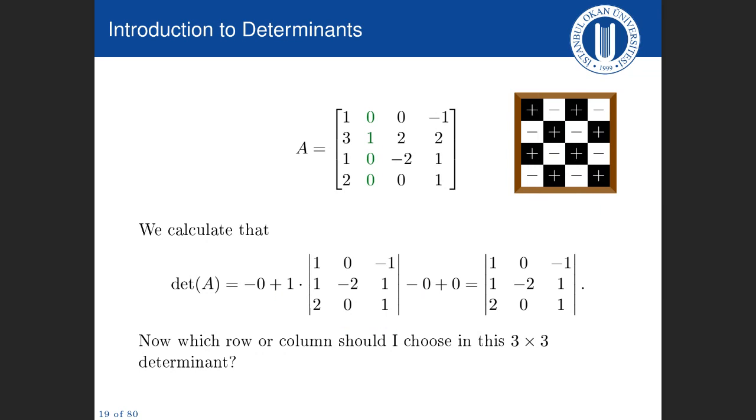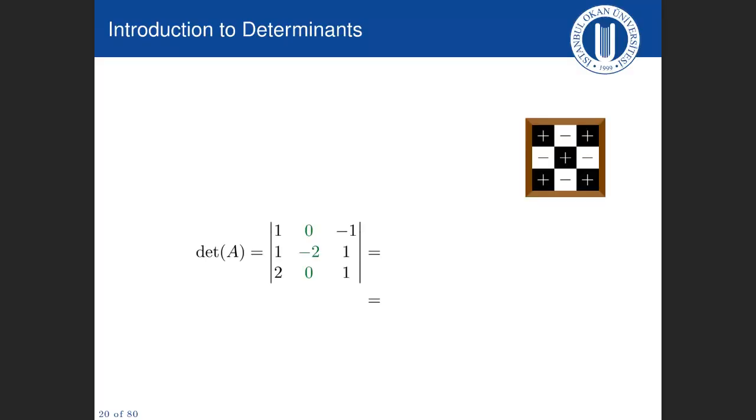Now look at this 3x3 matrix. Which row or column should I choose? Which row or column has the most zeros in it? And the answer is column 2 has the most zeros. So this is the one I'm going to use because this will be easiest. There will be the least amount of work to do.